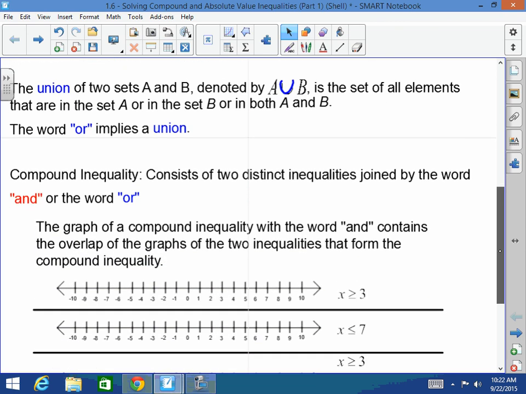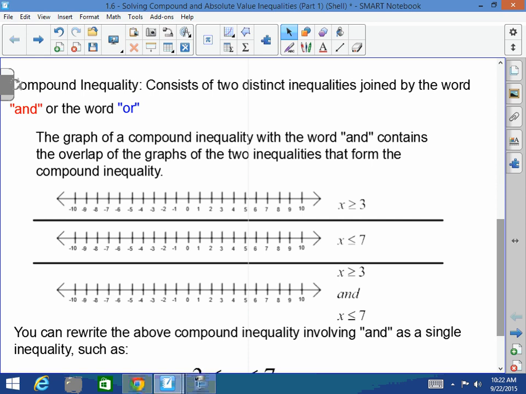How does this relate to compound inequalities? Well, compound inequalities consist of two distinct inequalities joined by the word "and" or the word "or", okay? The graph of a compound inequality with the word "and" contains the overlap of the graphs of the two inequalities that form the compound inequality. When you have a compound inequality, guys, we're talking about "and" ones. You're going to have two different inequalities that are combined together to form one inequality.